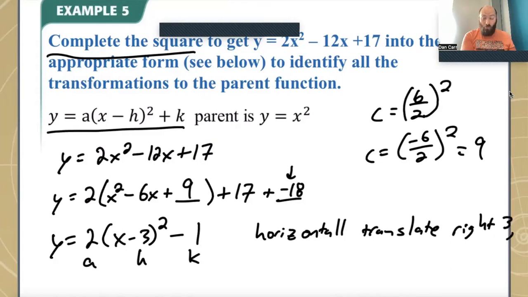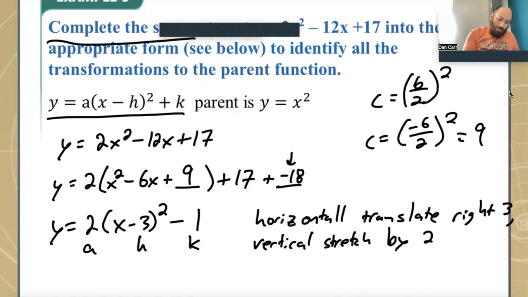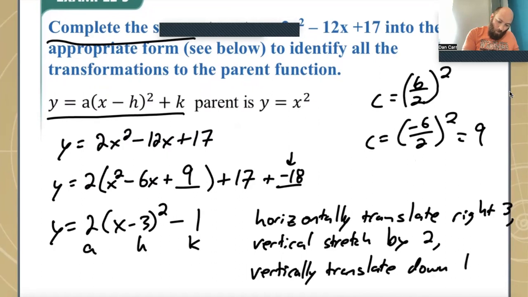Then, because of the 2, it's going to vertically stretch by 2. And then to finish it off, because the k is a negative 1, it's going to vertically translate down 1.